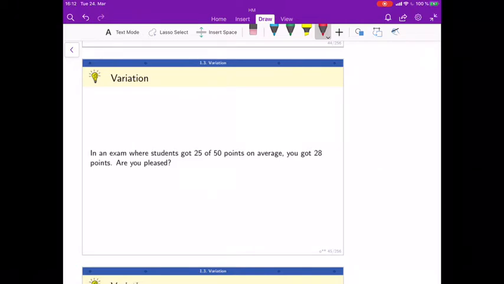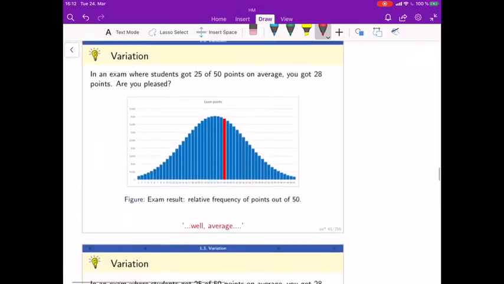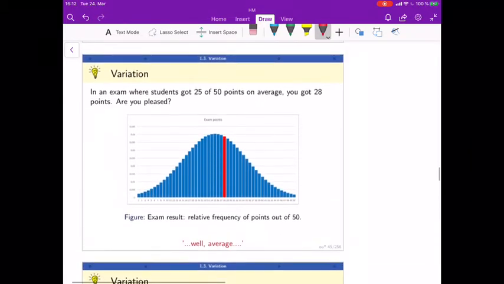Just imagine, you've been sitting an exam and on average students got 25 out of 50 points and you got 28. Are you pleased? Good question. Some might say yes, others not so much.